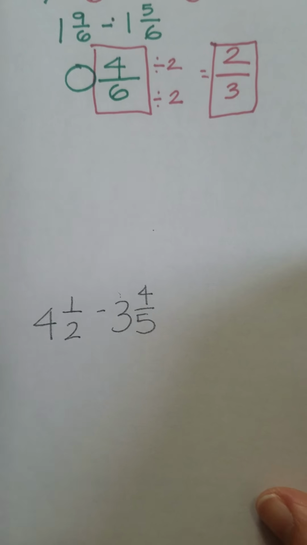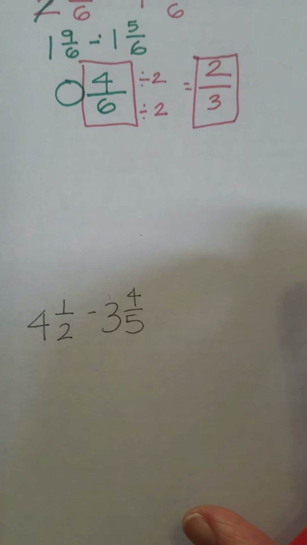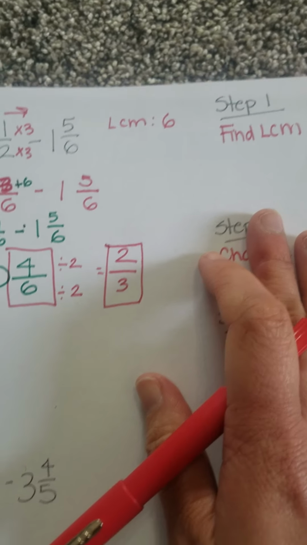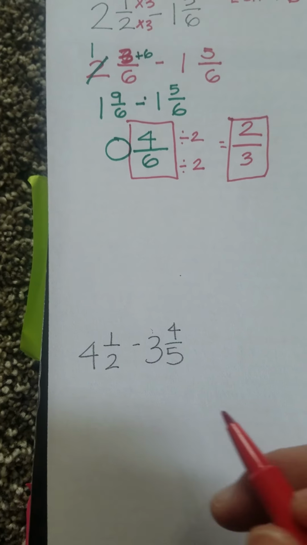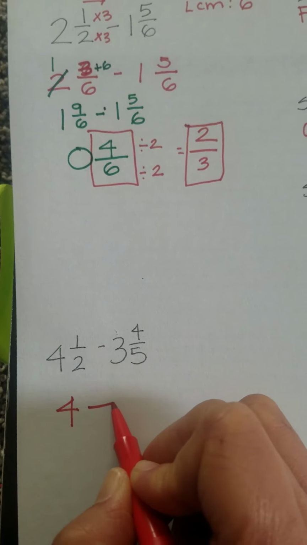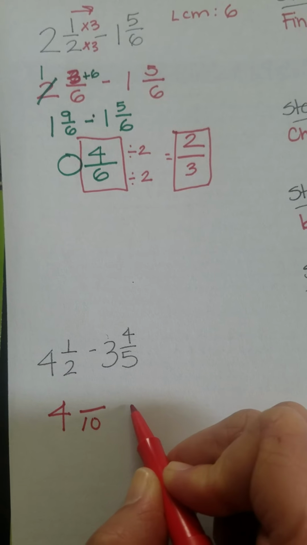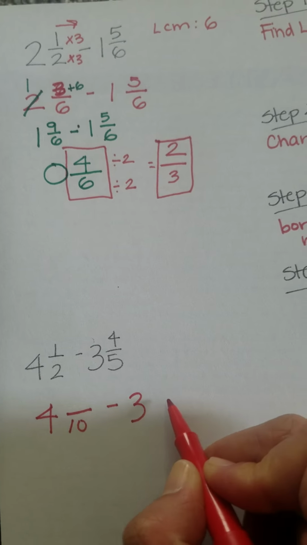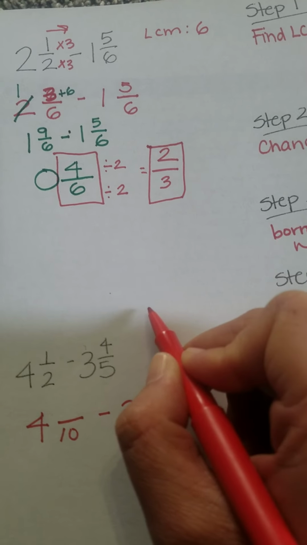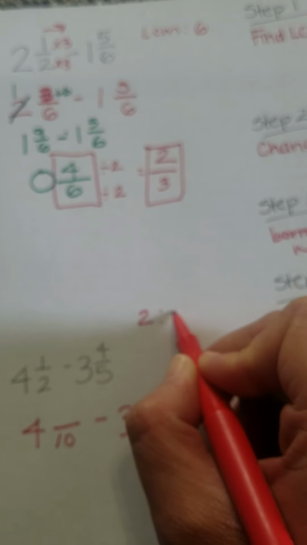So take a look. 4 1/2 minus 3 4/5. So step number 1, we want to find the LCM. So the LCM of 2 and 5 is going to be 10. So I'm going to go ahead and put a 10 here. And if you're like, Ms. Schlafer, how did you get 10? I'm going to go ahead and just show you really quick.